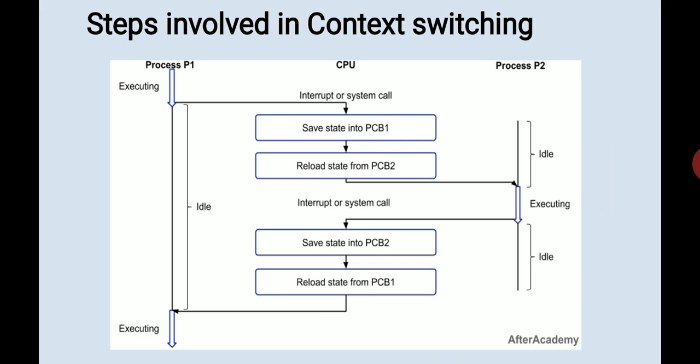So what it did, it saved the state of PCB1 and it reloaded from PCB2, and then process 2 started. In this state, process P1 becomes idle. Earlier it was process P2 that was idle, and now it is executing. So we see the blue arrow in process P2. Then there's again an interrupt, then again it will save PCB2 and reload from the state PCB1, right? And then P2 will be idle and P1 will start executing.